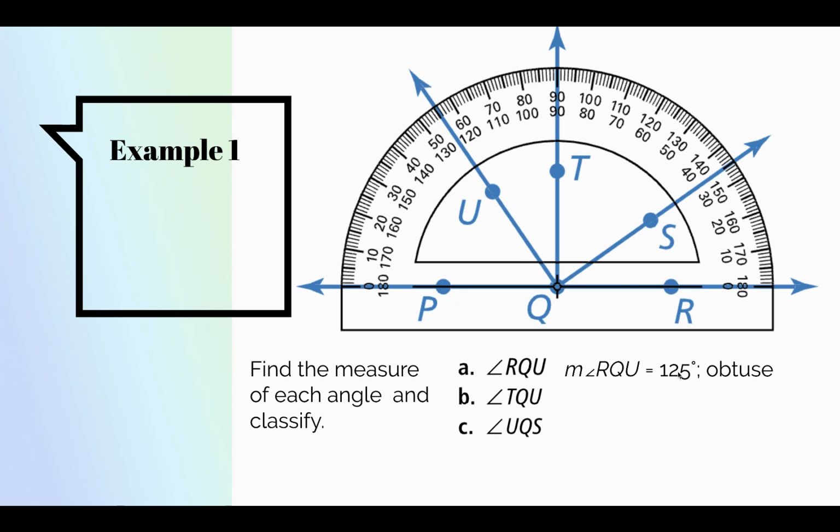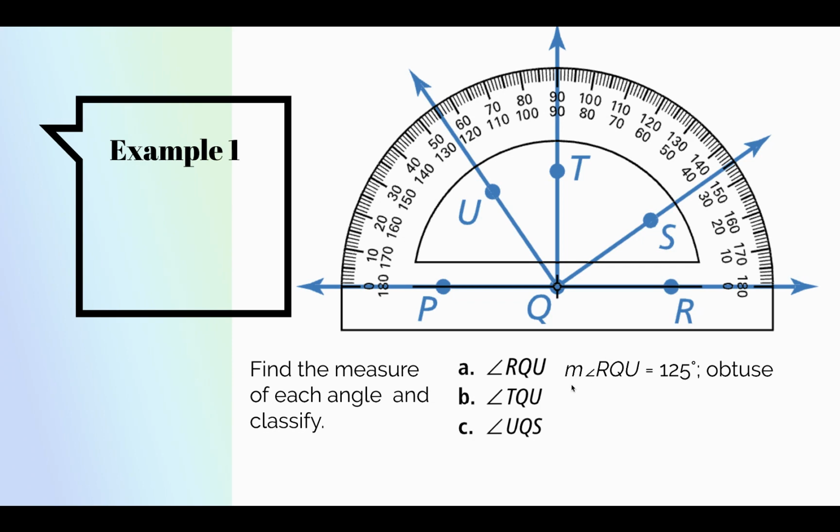The most common student error that I see is some students will drop this M. They'll forget to write M, and they'll say angle RQU equals. Well, that statement is completely false. You cannot have a shape that equals a number. So remember that shapes are congruent and numbers are equal. So you have to have measure of angle RQU. You have to have this M. If you do not have that M, it is wrong. It's a completely incorrect statement. So measure of angle RQU, this is a number, equals 125 degrees.